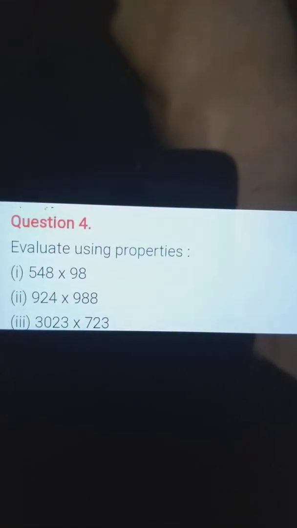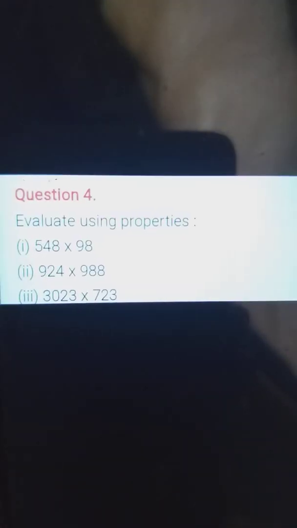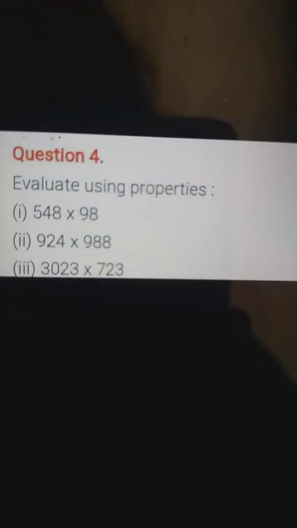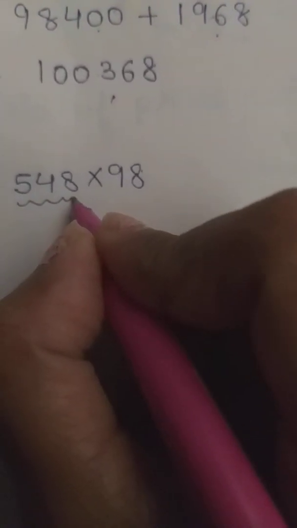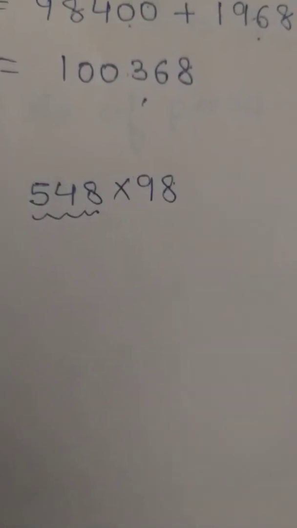Now let's move ahead with question number 4. Evaluate using properties. Here we'll again do the expansion of the number and then solve it. For example, 548 multiplied by 98. We'll start it. Question number 4. First, 548 multiplied by 98. Expand this term and then using the property of distributivity, we will solve further.